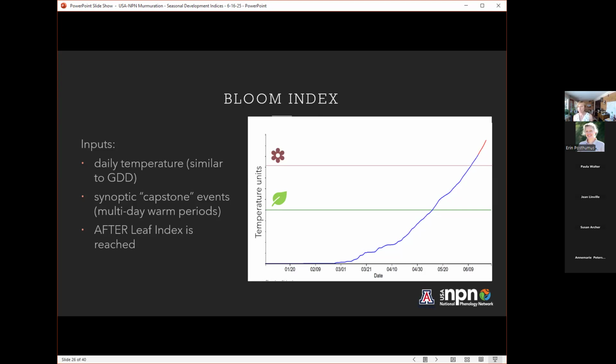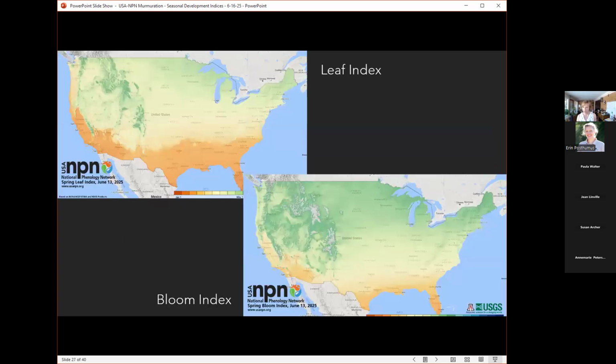And then the bloom index is very simple. It's just more warmth after. After you've reached that leaf index, we just keep counting the temperature units and how much warmth and those big multi-day events that have occurred until bing, you cross that second threshold. That's the bloom index. And so we have two maps. They both at their core reflect the day of year that index was reached. And so these are the two companion maps from this year.